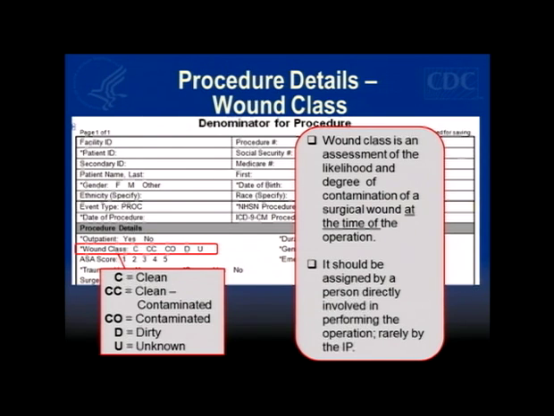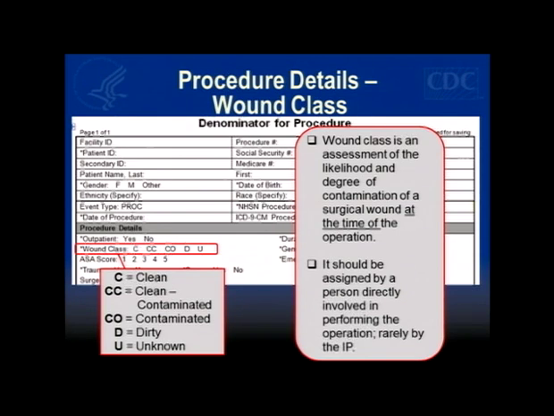Wound class, as you know, is an assessment of the likelihood and degree of contamination of the surgical wound at the time of the operation. And it should be assigned by someone directly involved in the procedure, in performing the operation, and it should not be your responsibility to assign it.